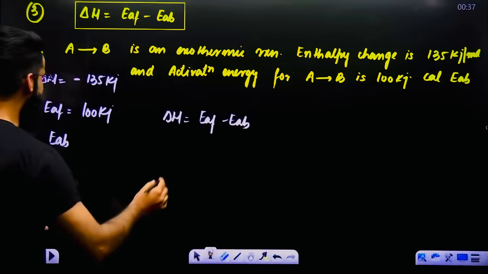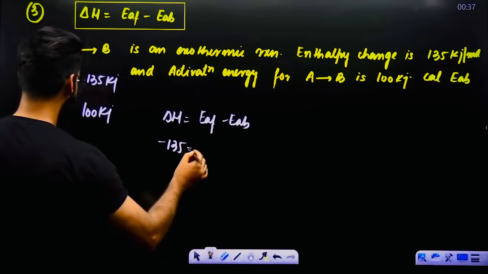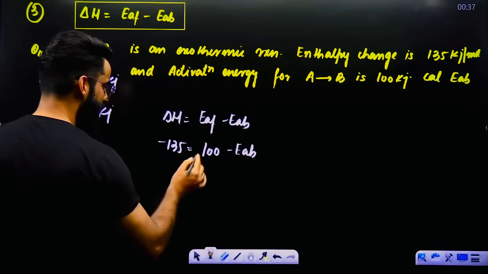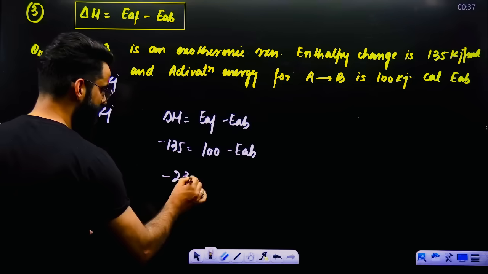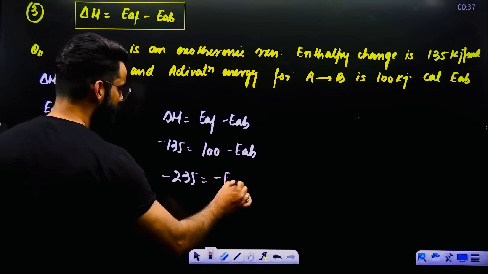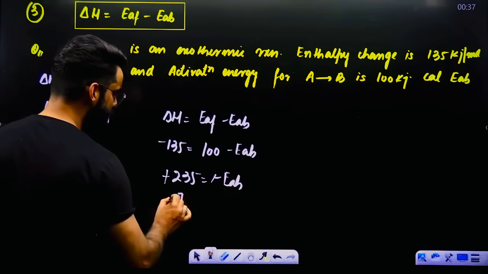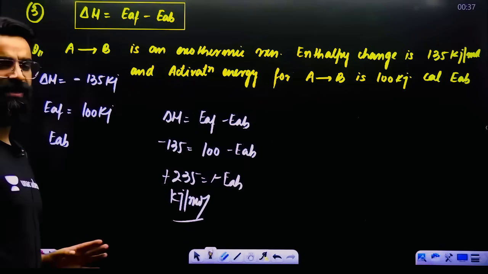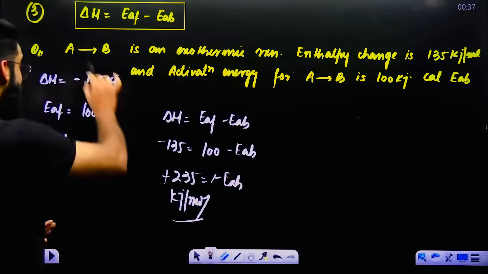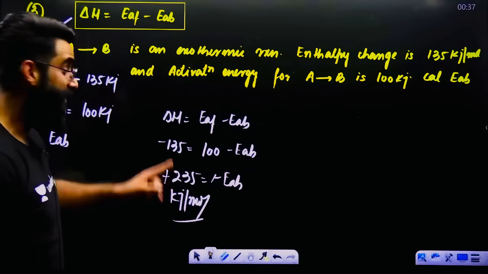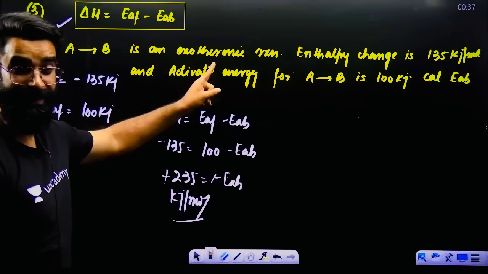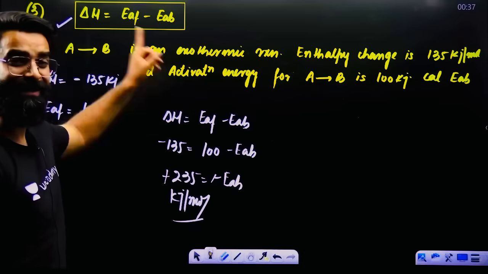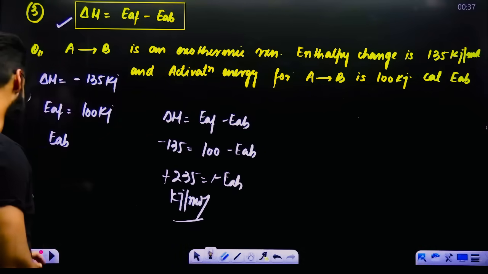Now people, delta H is given to me as minus 135, is equal to EAF, which is 100, minus EAB. So I would say take this 100 on this side, it becomes minus 235 is equal to minus EAB, or I would say EAB is equal to 235 kilojoules per mole. So activation energy of backward reaction is 235 kilojoules, which I was supposed to calculate. Have an eye on this particular equation, but remember, you have to check in the examination whether the reaction is endothermic or exothermic. If it is exothermic, delta H sign has to be negative. If it is endothermic, delta H sign you have to take positive in this particular equation.